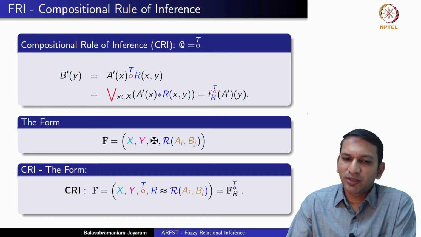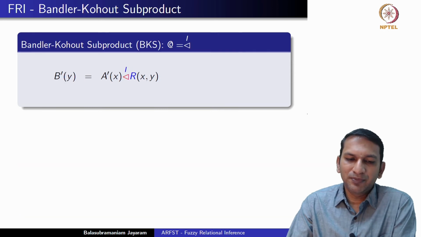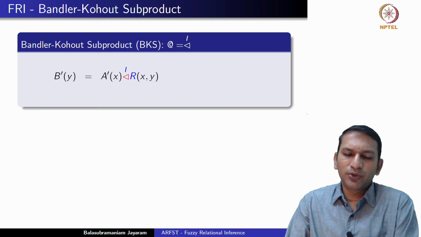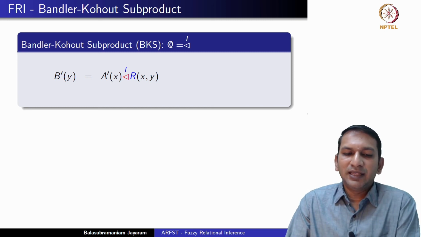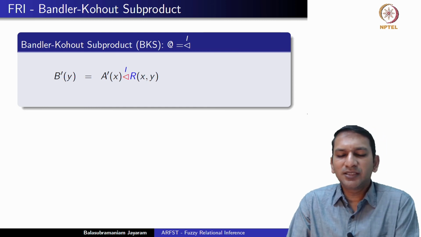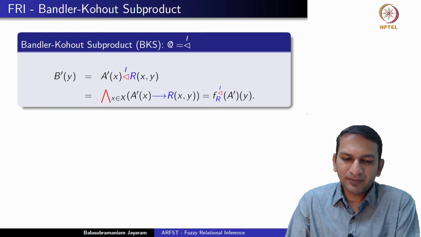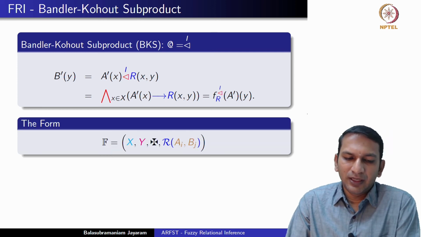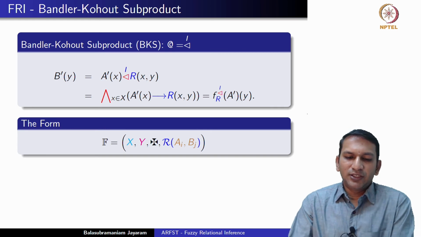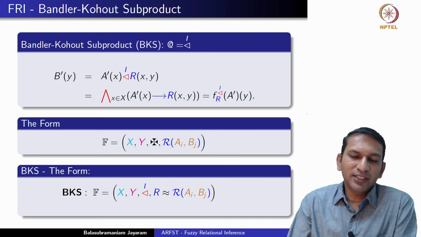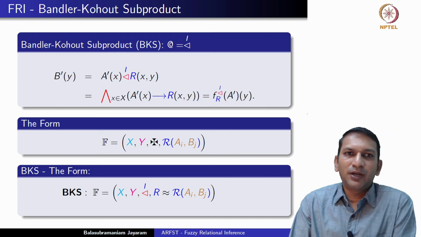And we'll call it a CRI if you are applying the sup-T composition. Once again, this is a shorthand notation that we might use often. If instead you use the inf-I composition, which is the Bandler-Kohout Subproduct composition, then it is called the Bandler-Kohout Subproduct inference, or typically shortened as BKS inference. So this is how you obtain the B' of y. Once again, the general form of an FIM is like this. In the case of BKS, we are once again specifying only the composition, but not how you obtain the fuzzy relation from the rule.